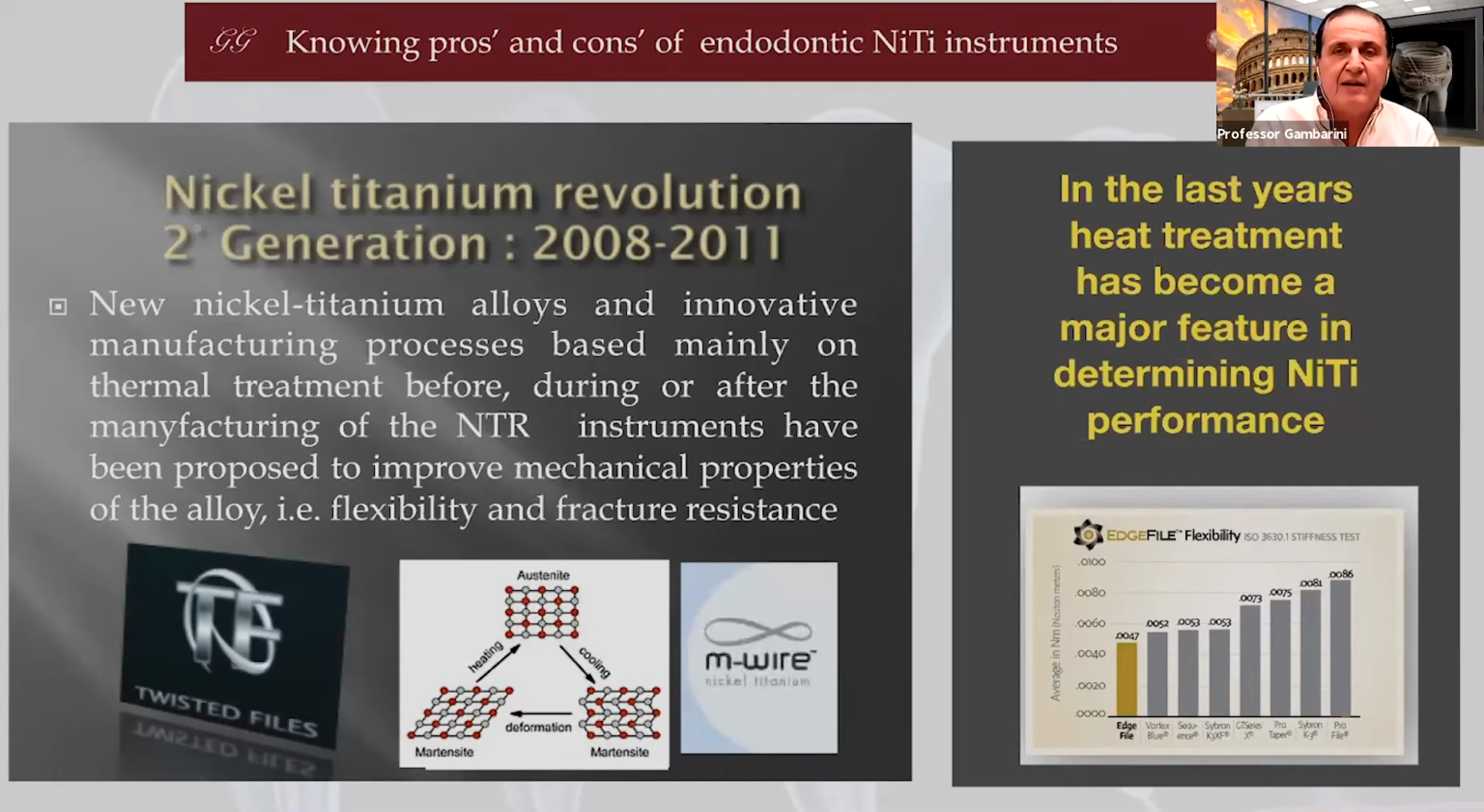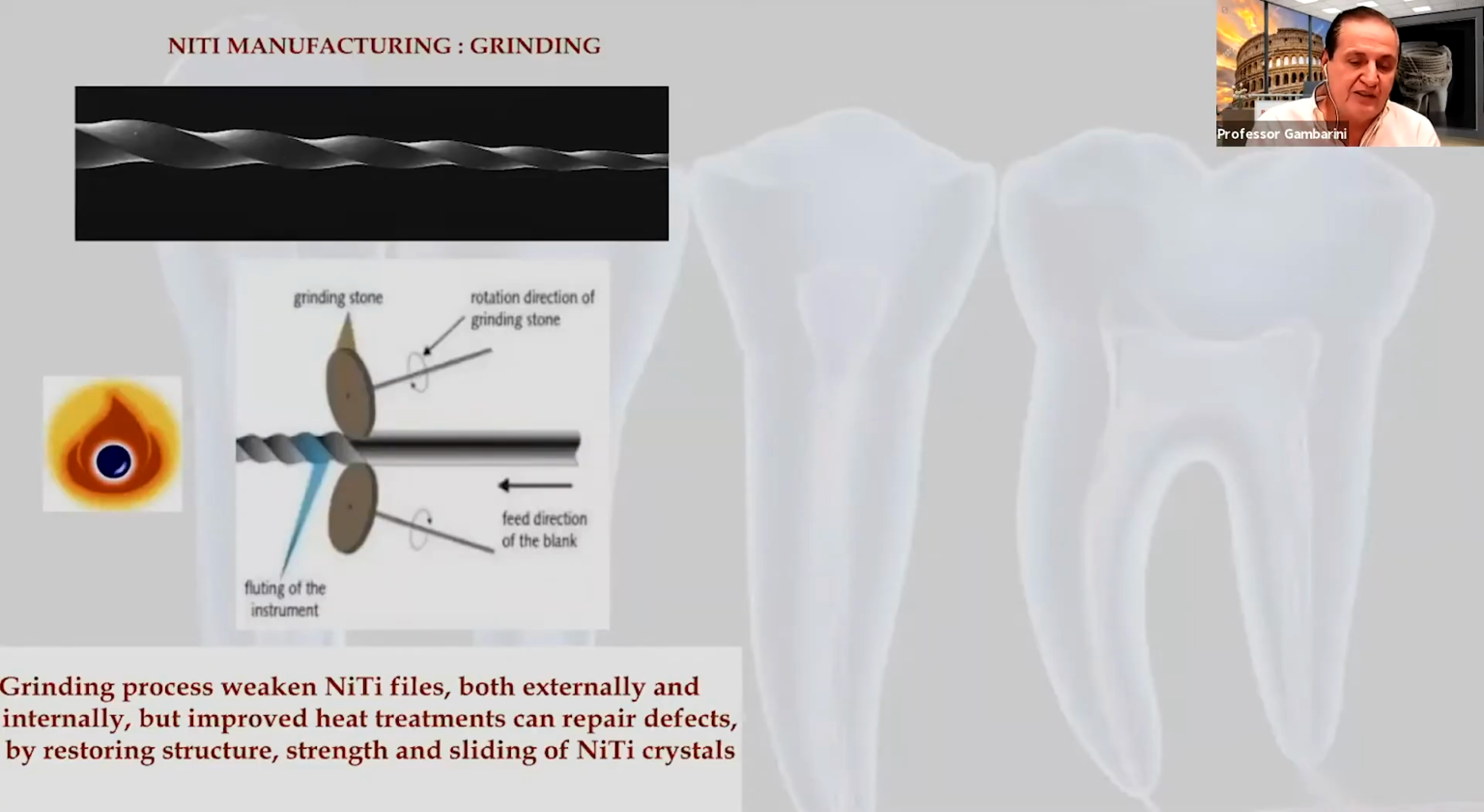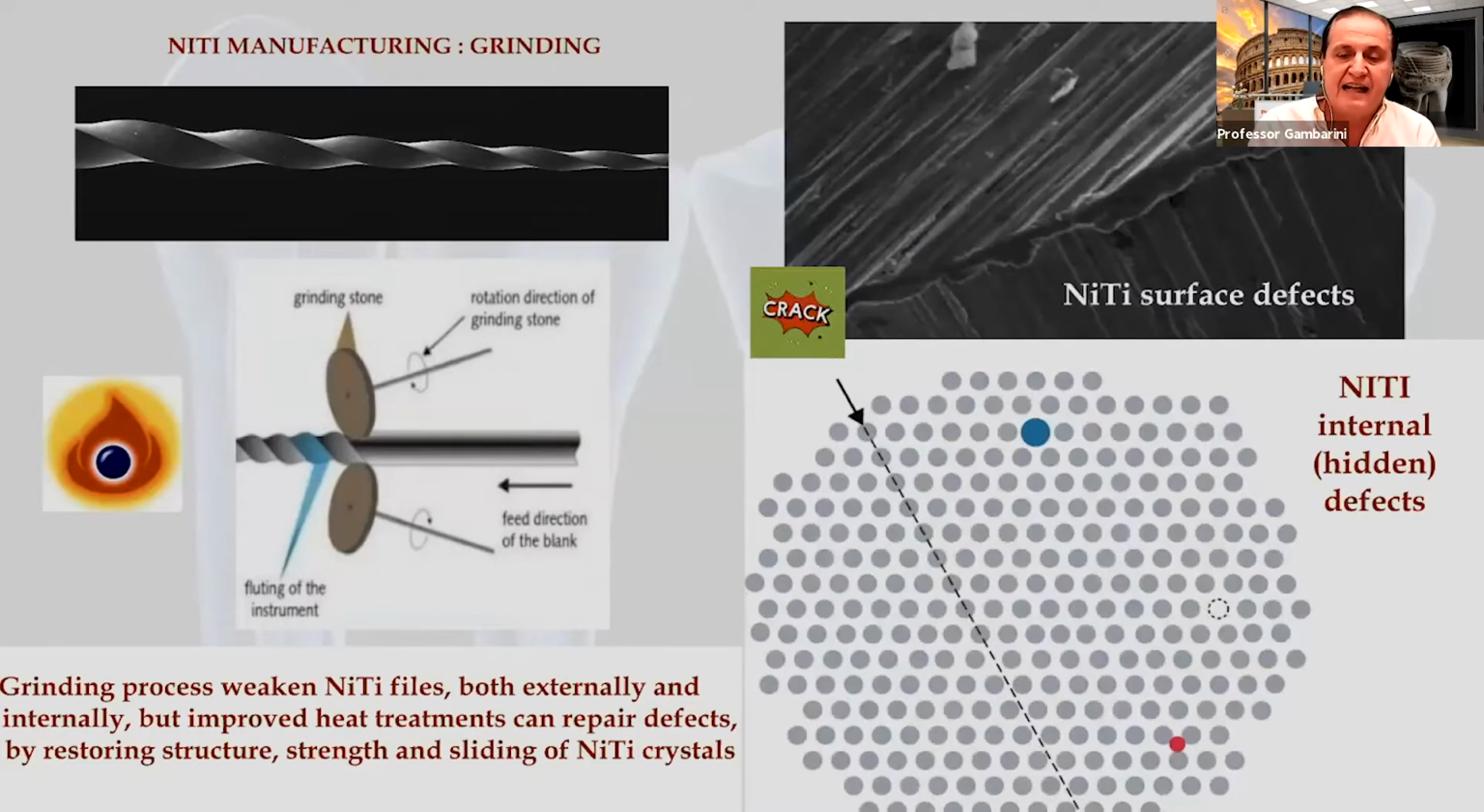Because with the design, you can make some improvement, but the improvement will be small or significant, but not extremely significant. But when you have a very good heat treatment, you may increase the performance of the instrument way more significantly. We have to know that the grinding process weakens the NiTi files both externally and internally, because it produces heat and mechanical stress, and this results in external surface defects. We can manage them a little with electropolishing, but it can also create quite a lot of small hidden defects inside the structure. And these defects we can only try to mend with a proper heat treatment.